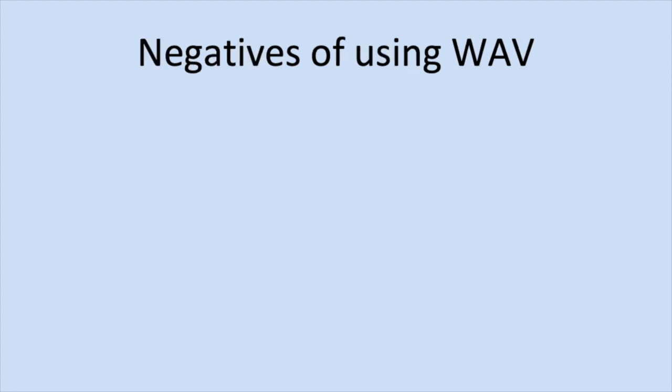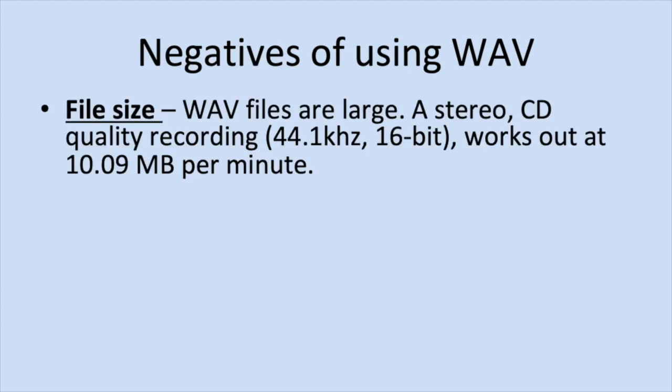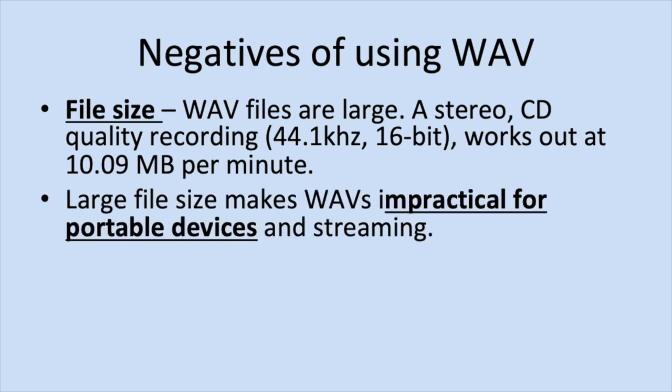The negatives of using WAV. File size. WAV files are large. A stereo CD quality recording, 44.1 kHz and 16-bit, works out at about 10 megabytes per minute. So for a 3-minute song, that's about 30 megabytes. Large file sizes make WAVs impractical for portable devices and streaming.